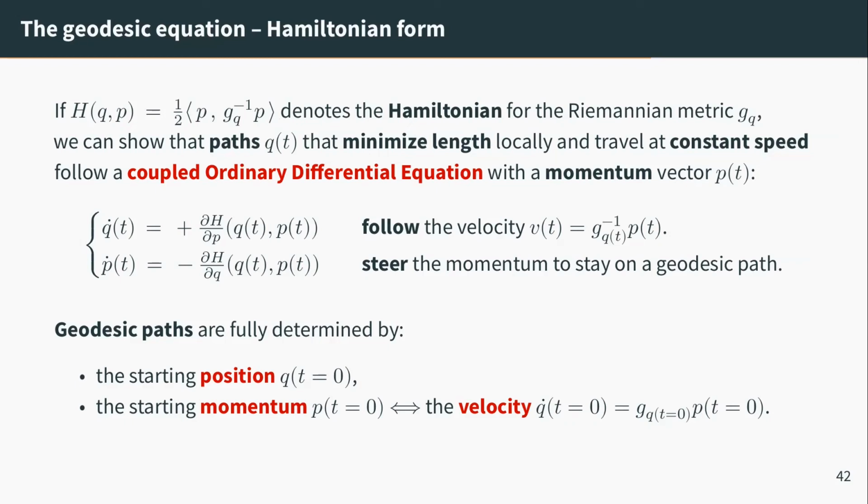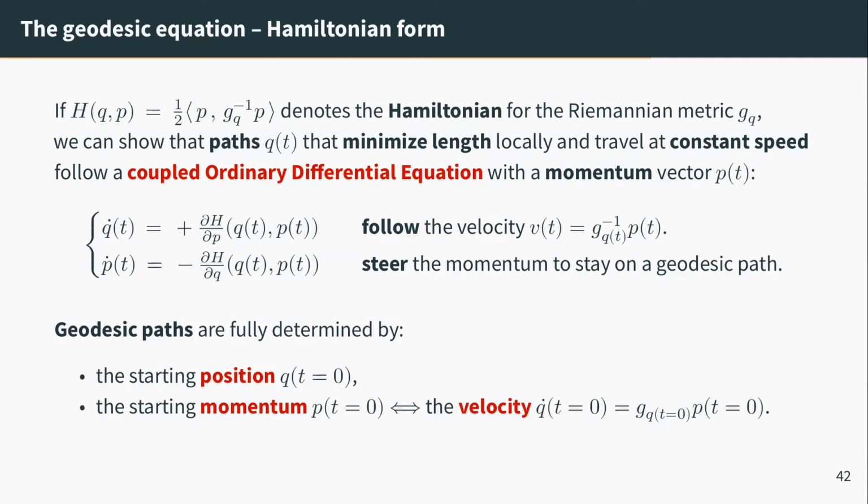And then you have a very strong theorem about structure, where we can show that paths q(t) that minimize length, at least locally, because you cannot hope to minimize length globally, like if you look at geodesics on the sphere, they end up looping around. So it's a bit strange, but if you look at paths that minimize length locally and travel at constant speed, then we can show that they necessarily follow a coupled ordinary differential equation of order 1.